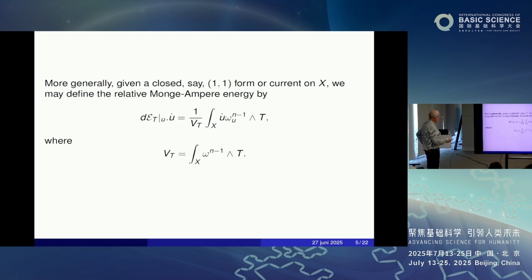and that's just obtained by taking an arbitrary closed (1,1) current, so that's T. And then we take the same recipe, we say that the differential of E_T, the relative Monge-Ampère energy, would be precisely the same thing, but so to speak, on T. So you just raise this to the power omega_u^(n-1), and you wedge it with T. That's the relative Monge-Ampère energy. If you think of T as being the current of integration on a submanifold of X, then this would just be the standard Monge-Ampère energy on that submanifold. So that's how it works.